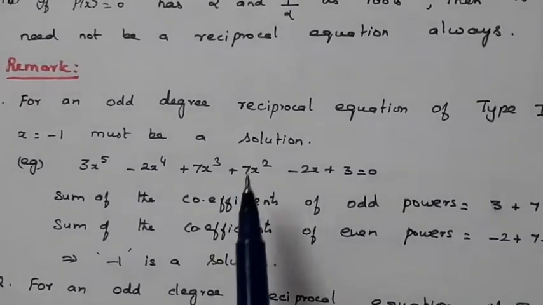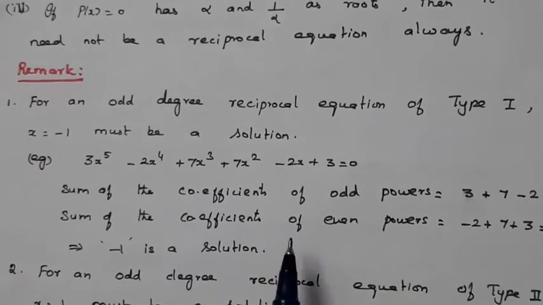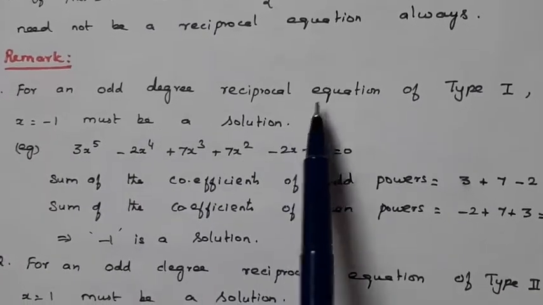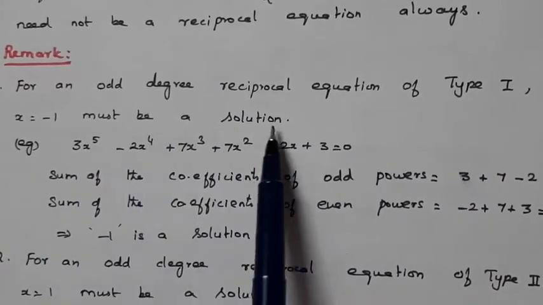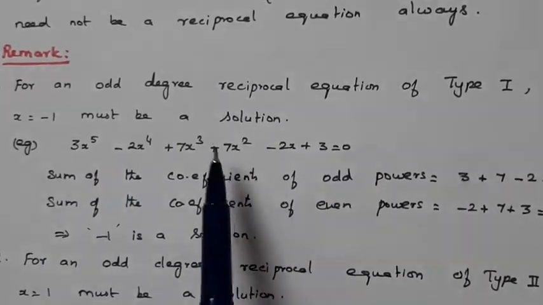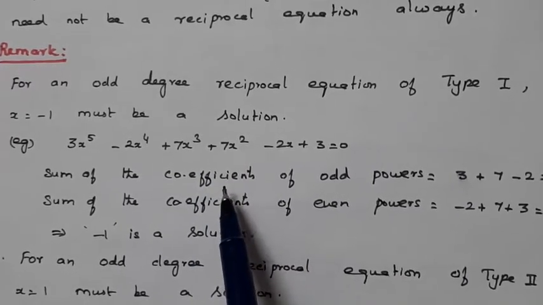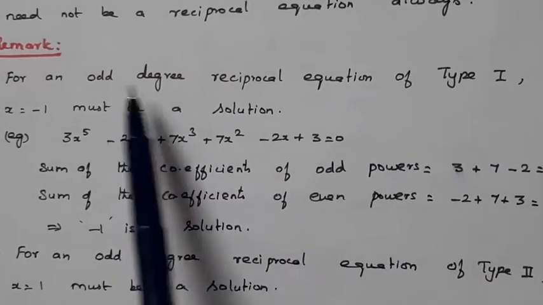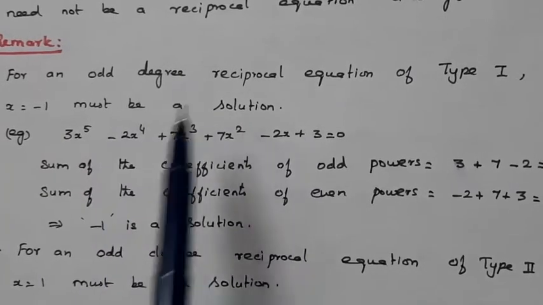Now, let us see some results regarding the reciprocal equation. For an odd degree reciprocal equation of type 1, x is equal to -1 must be a solution. These results are without proof, so let me explain this by examples. If a reciprocal equation of type 1 is of odd degree, then x is equal to -1 must be a solution.